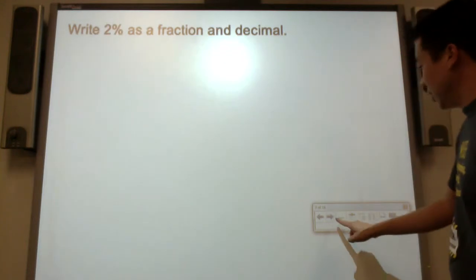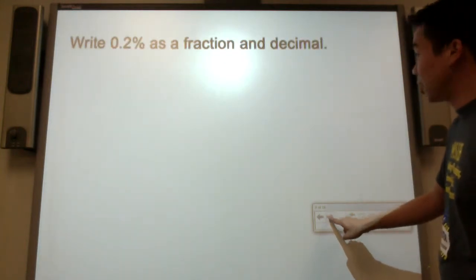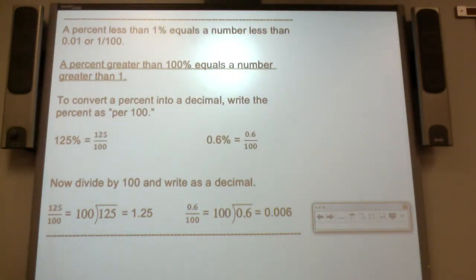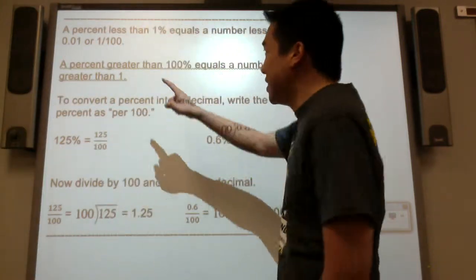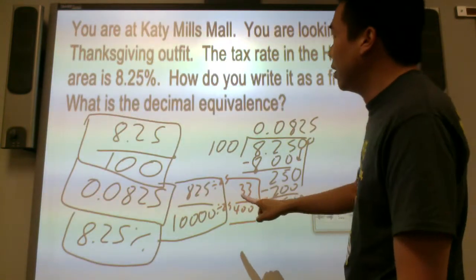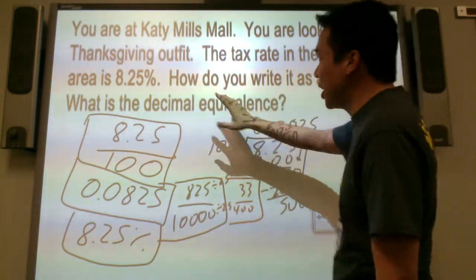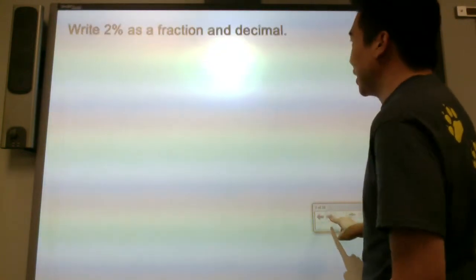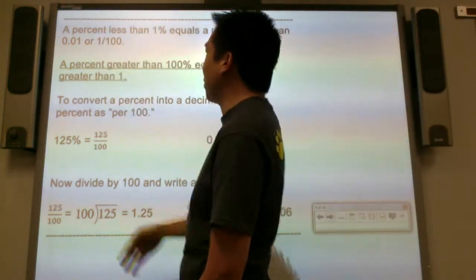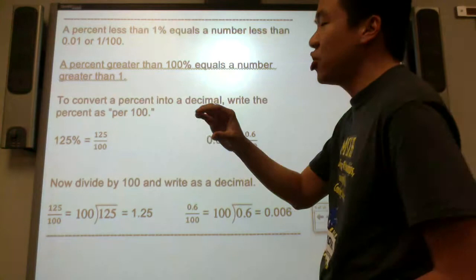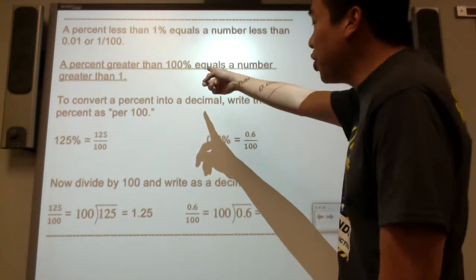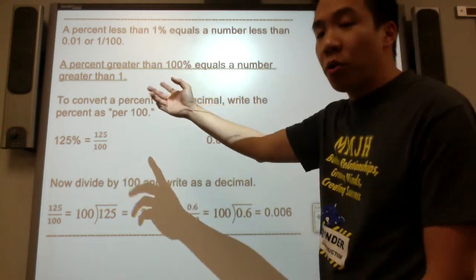Let's try this. So let's go to our notes. A percent less than 1% equals a number less than 0.01. Let's go back to our thing. So if it equals less than 1%, it equals a number less than 0.01. So that's why our other one was such a very, very tiny decimal. However, if there's a percent that's greater than 100%, that is going to be more than one whole.